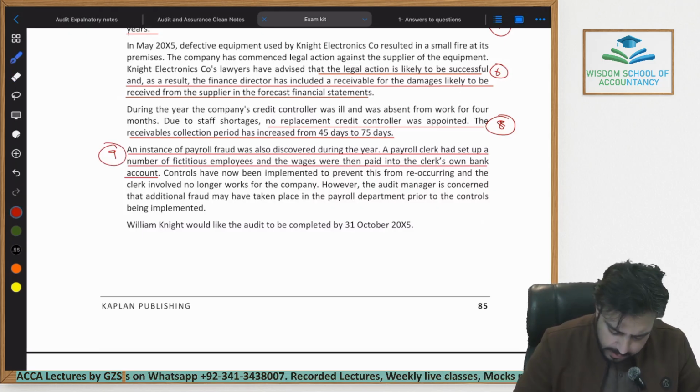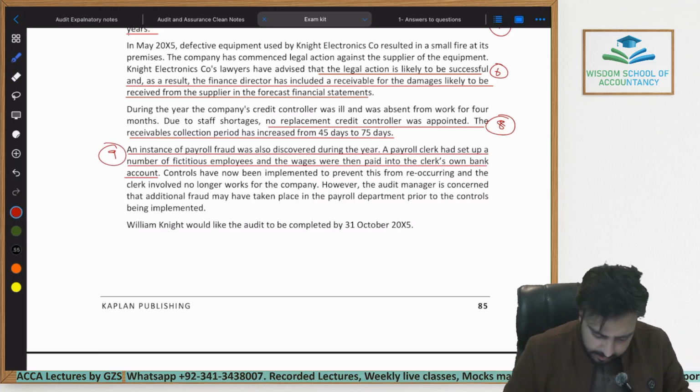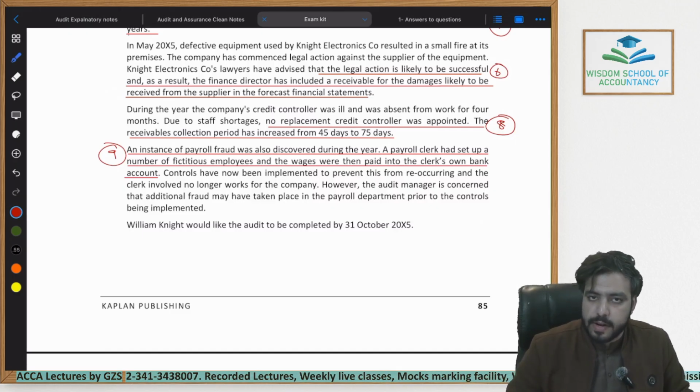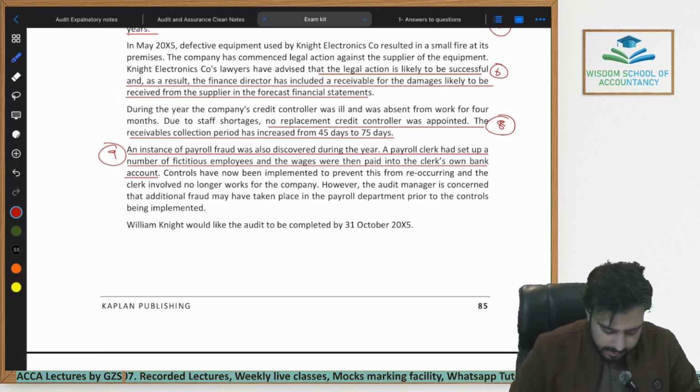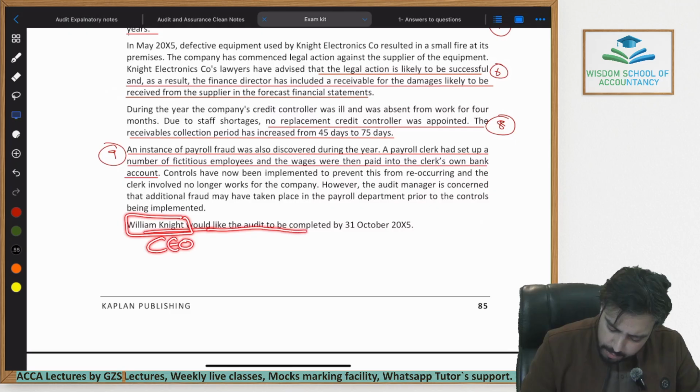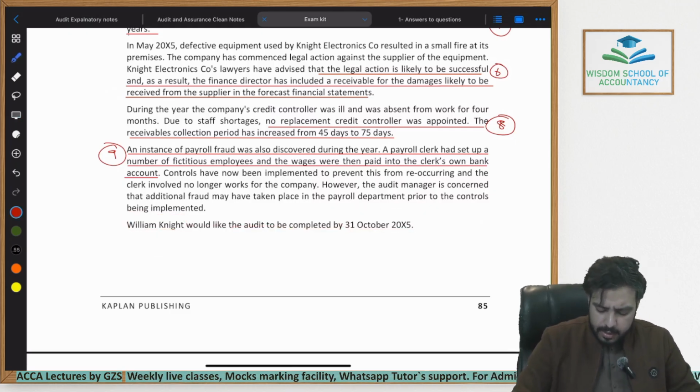Now let's move towards the final line that is still remaining within this question, and that is also very important. According to the examiner report for this question, the examiner has stated that 99% of the students who attempted this risk did it wrong. Let's see what is written here. William Knight, who is William Knight? The CEO of the company, would like the audit to be completed by 31st of October 2015. Okay, so he is telling me that the audit should be completed by 31st of October 2015.